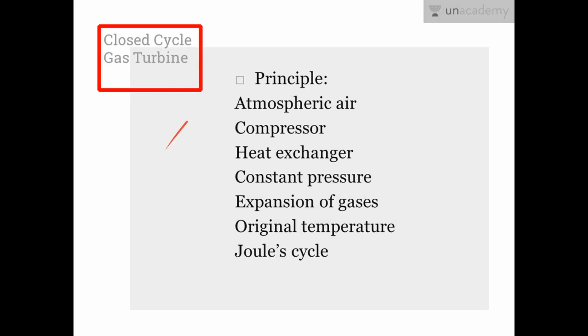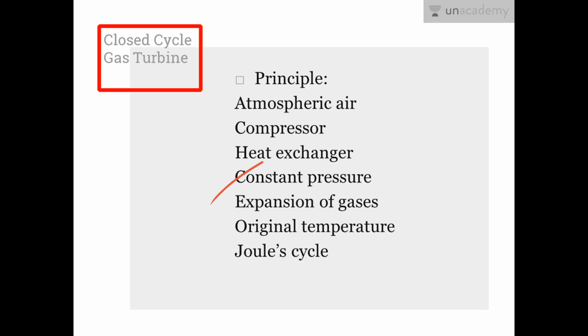Let's go into the closed cycle gas turbine. The principle is as follows. The atmospheric air or a stable gas is compressed in the compressor. It is then passed to a heater through a heat exchanger. There it is heated at constant pressure. Then the hot air or gas expands in the turbine and does the useful work.